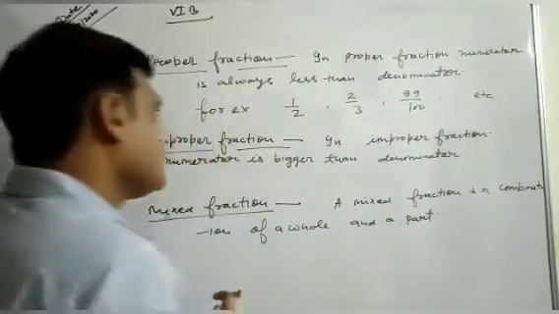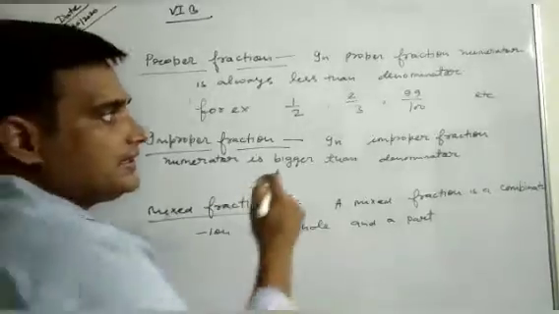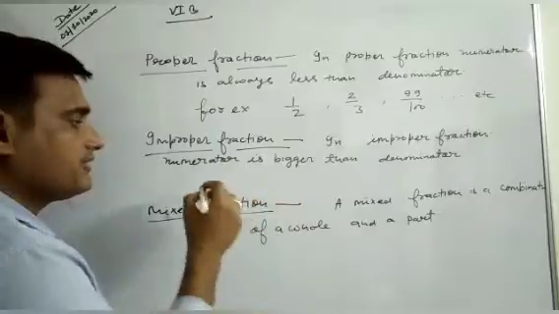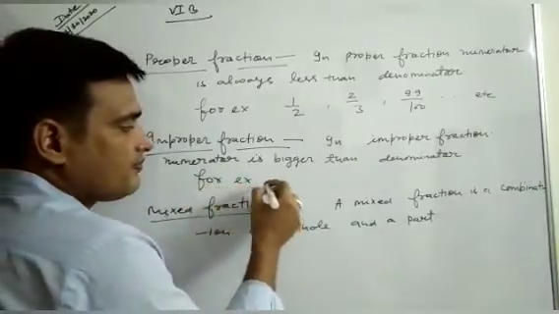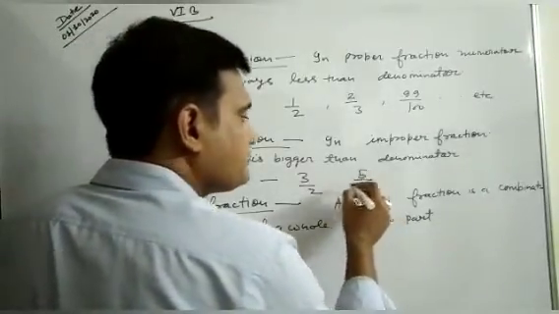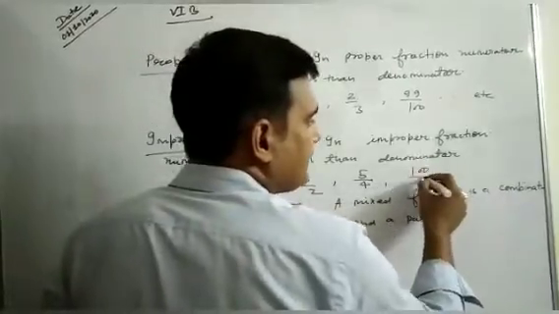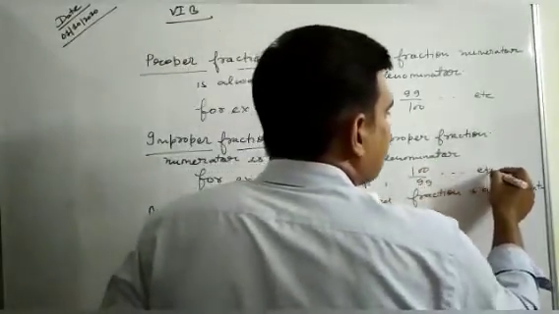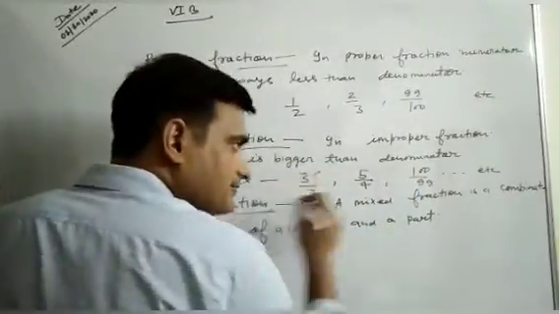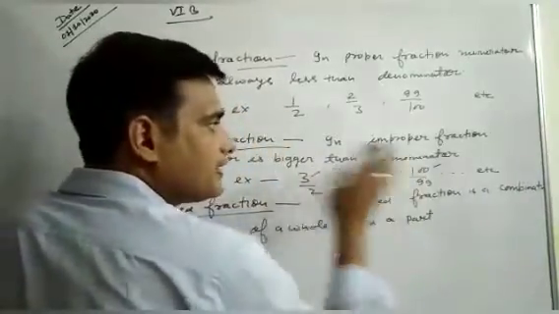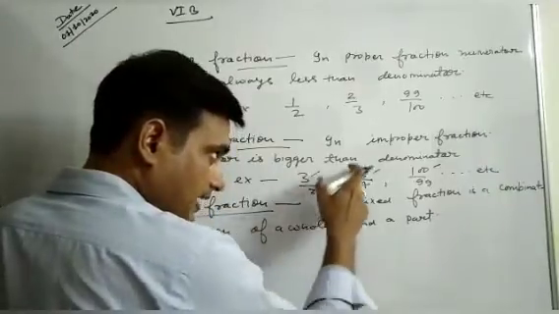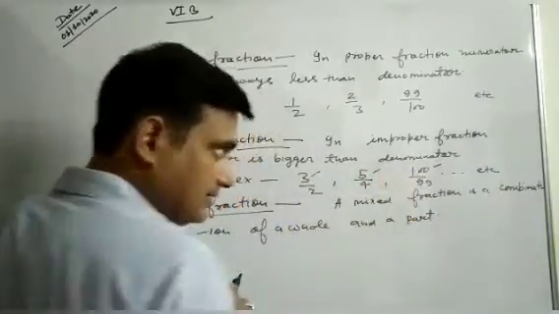Okay. Improper fraction. In an improper fraction, the numerator is bigger than the denominator. For example, 3 by 2, 5 by 6, 5 by 4, 100 upon 99, etc. These are the examples of improper fractions. Here you see that the numerators 3, 5, 100 are always greater than their own denominators. 3 is greater than 2, 5 is greater than 4, 100 is greater than 99.